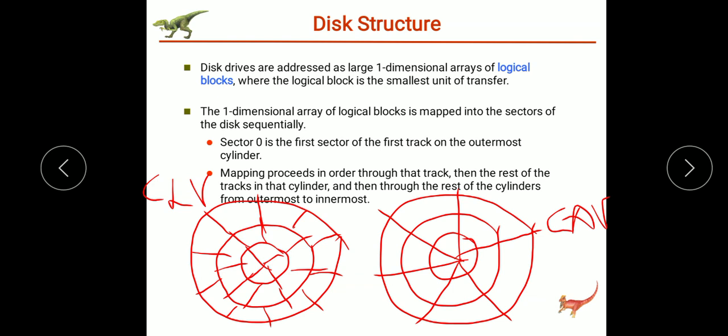So, these disk drives are nothing but large one-dimensional arrays of logical blocks, where a logical block is the smallest unit of transfer. Sector 0 is the first sector of the first track on the outermost cylinder. So our array starts from the outermost cylinder and continues to the innermost cylinder. That's why sector 0 is available on the first track, that is on the outermost cylinder.